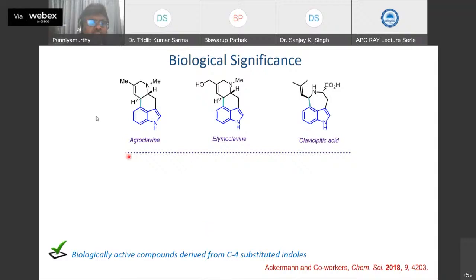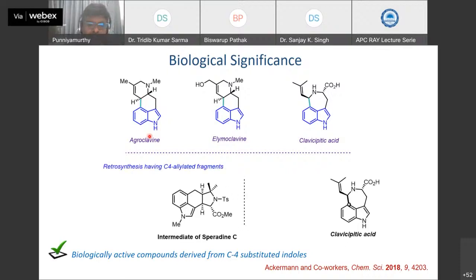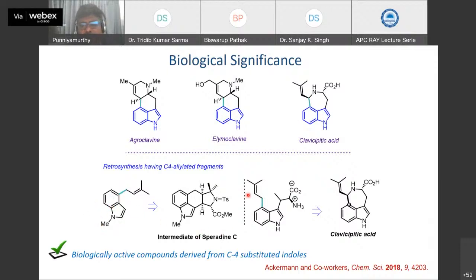So why C4? As all of you know very well, there are so many natural alkaloids that have C4 functionalization, as you can see here. Now you have substituents at C3 and C4, and if you do the C4 functionalization, you can try to make these alkaloids. Let us look at these two alkaloids. These two compounds have been made from 4-allyl indole. This is a multi-step synthesis, and this step is crucial. You have to make a 4-allyl indole. Once we have this one, you can use standard reactions to make this alkaloid.